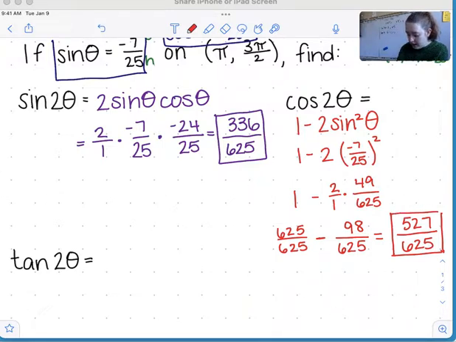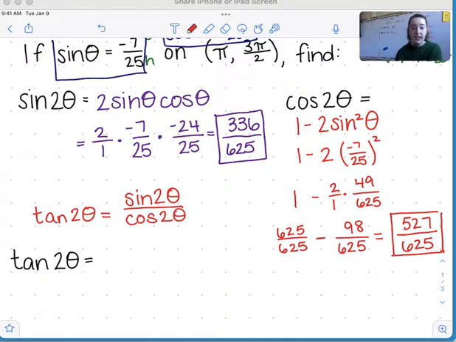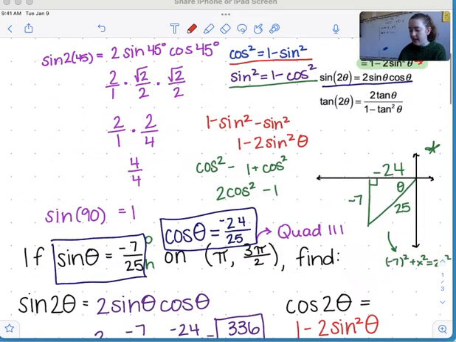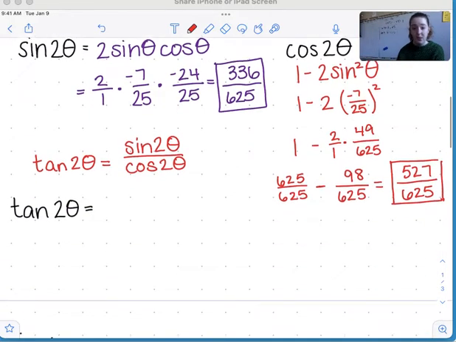Okay, so if we have tangent here, tangent of 2 theta is going to be equal to, well, tangent is equal to sine over cosine, right? So tangent of 2 theta is going to be equal to sine of 2 theta over cosine of 2 theta. Sound good? Cool. The reason I'm telling you that is because we have this tangent identity, and you'll need to use the tangent identity in one of the problems on your practice because all it asks for is tangent. But if you're finding all three, here's what I would do.